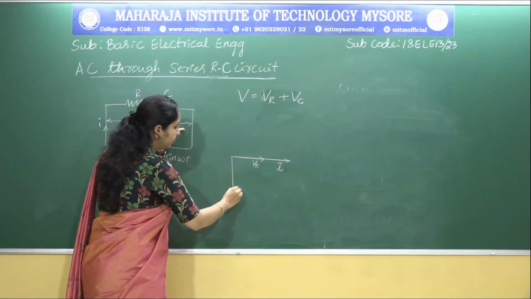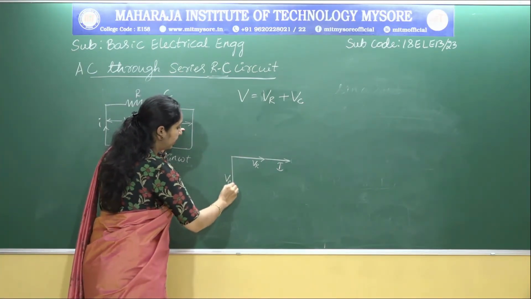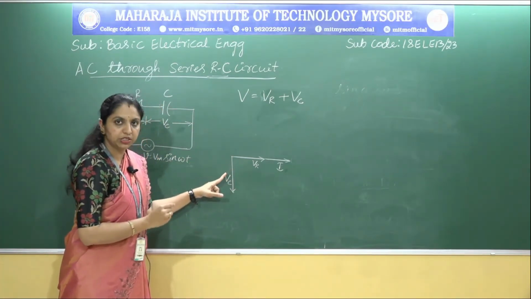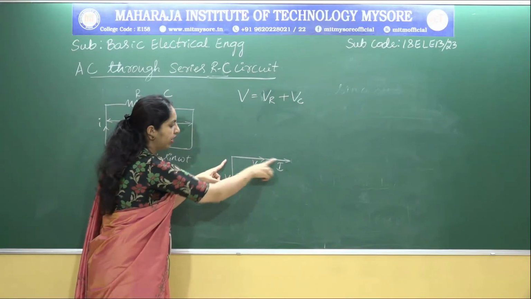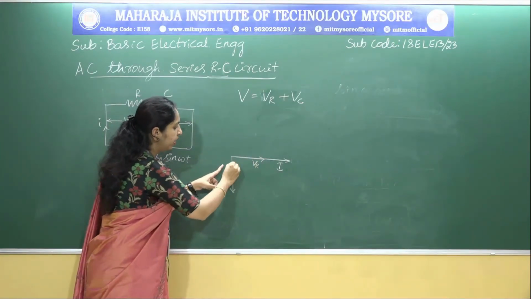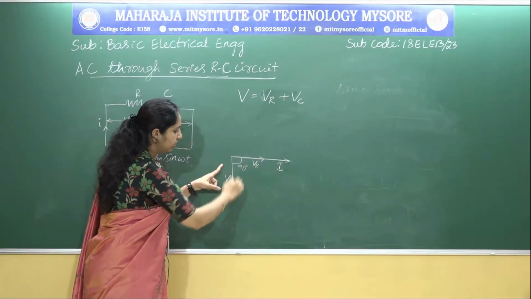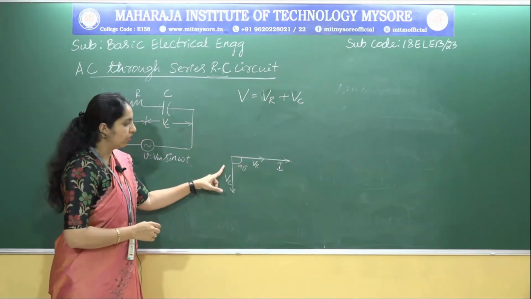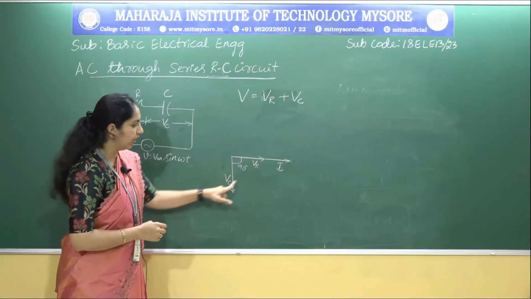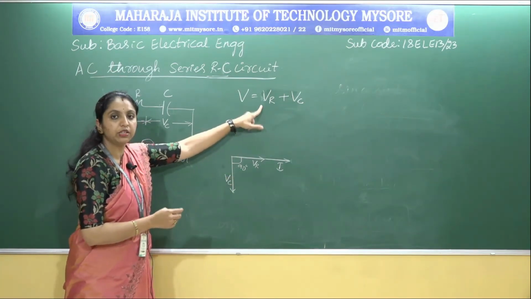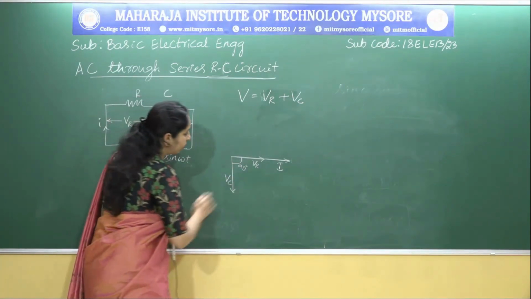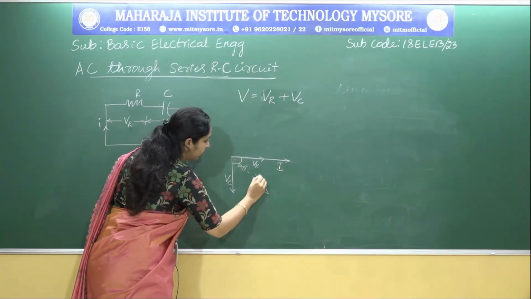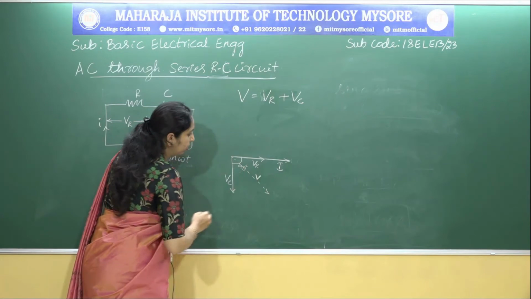So that means we are going to have Vc at this point. In both the ways we can state this: current leads this voltage by 90 degrees, or else this voltage lags current by 90 degrees. Now we have obtained this VR and Vc, and where should we write the resultant voltage? The resultant voltage comes at this point, so we call it the total voltage.